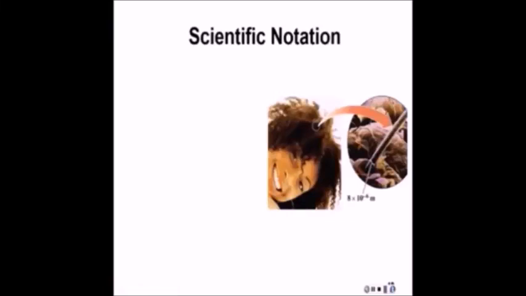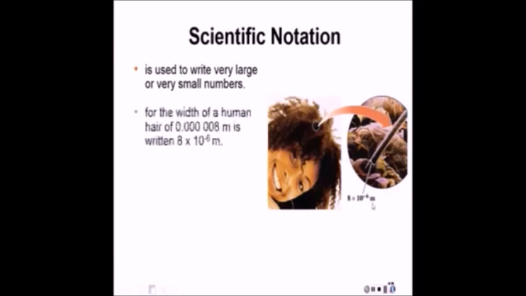Next topic, scientific notation. It's used to write very large or very small numbers in a nice compact format. And you can see over here on the side, here's an example of it. You might remember how to do this. Here's an example here. I'm going to go through this in the next slide.